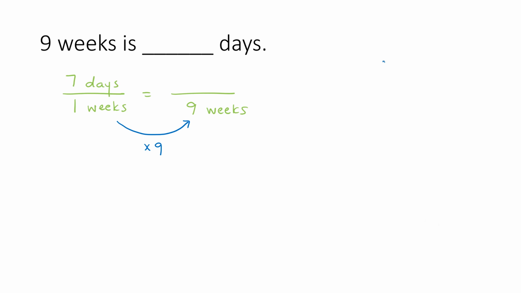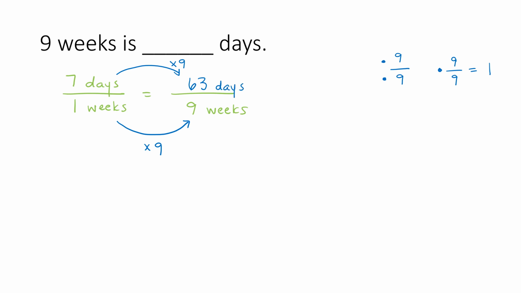Just remember, it's because when we multiply the numerator and the denominator by the same number, it's like we're multiplying by that number divided by itself. And in this case, 9 divided by 9 is 1. So it's like we're multiplying by 1. We know anything times 1 is itself. So therefore, when we multiply by the same number in the numerator and the denominator, our rate stays equivalent. So we're going to multiply this by 9. 7 times 9 is 63. So this tells me that there's 63 days in 9 weeks.